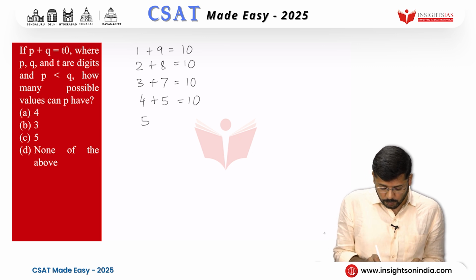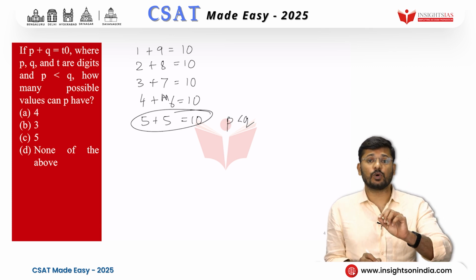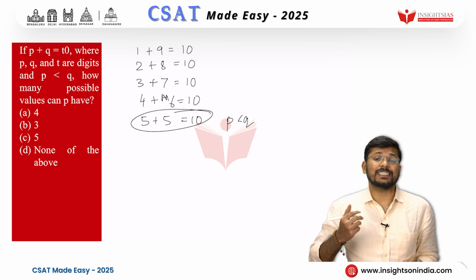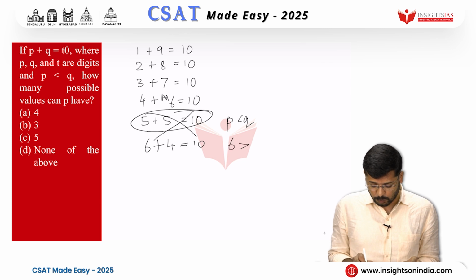Now if we go to 5 plus 5 equals 10, we are not satisfying the condition which is P less than Q, because 5 plus 5 equal to 10 would mean P is equal to Q. So no, we cannot go further at all. 6 plus 4 is equal to 10, no, then 6 would be greater than 4.